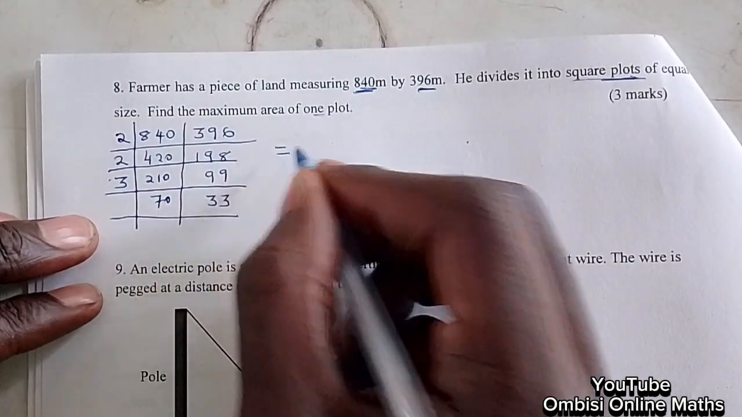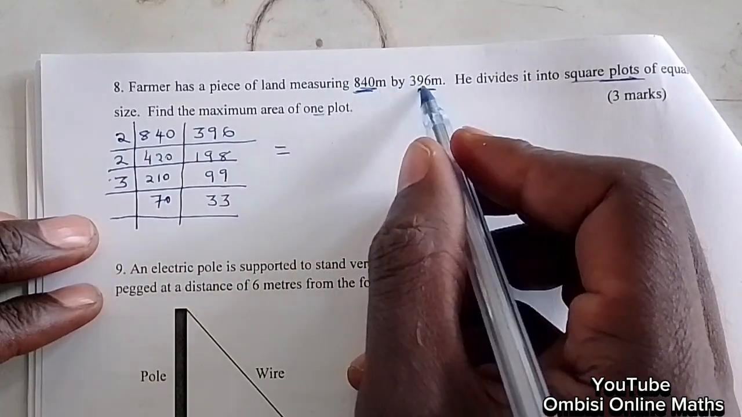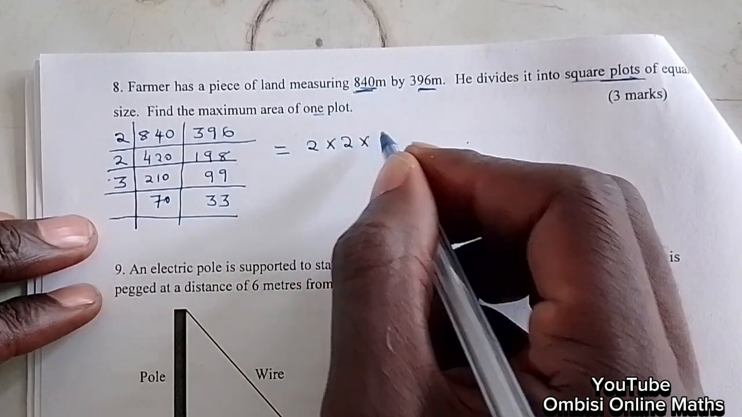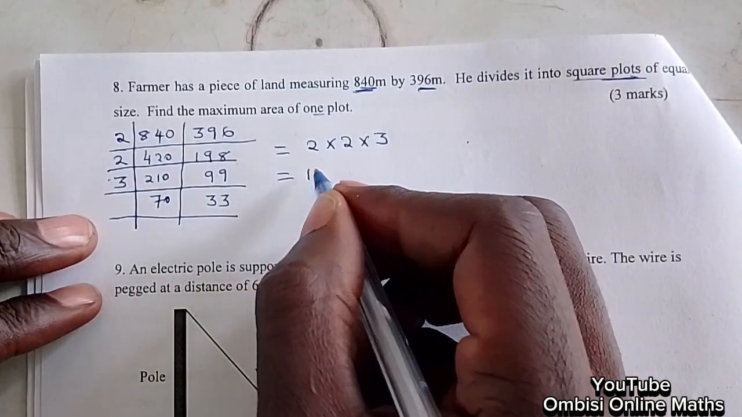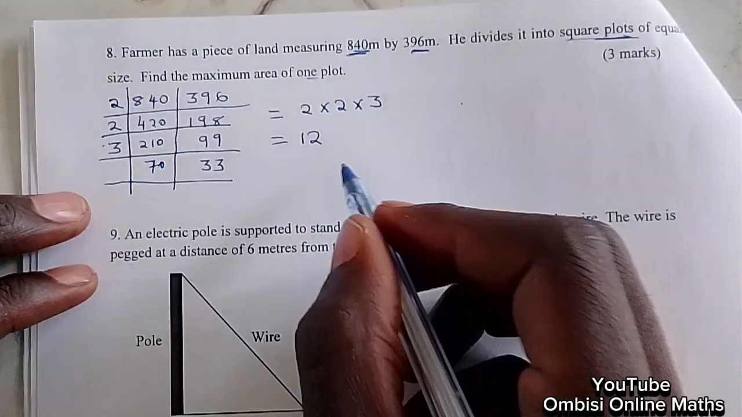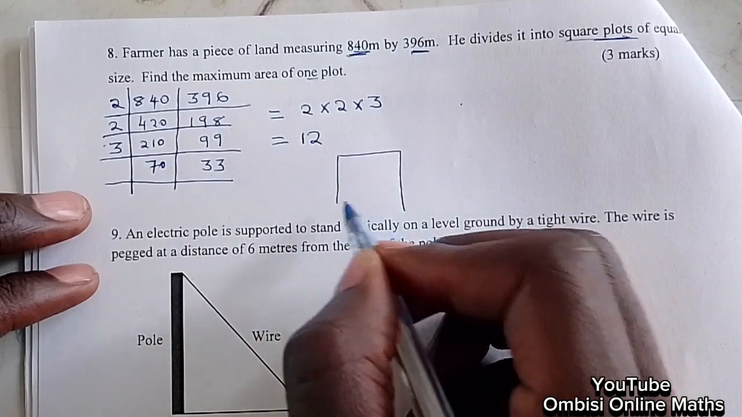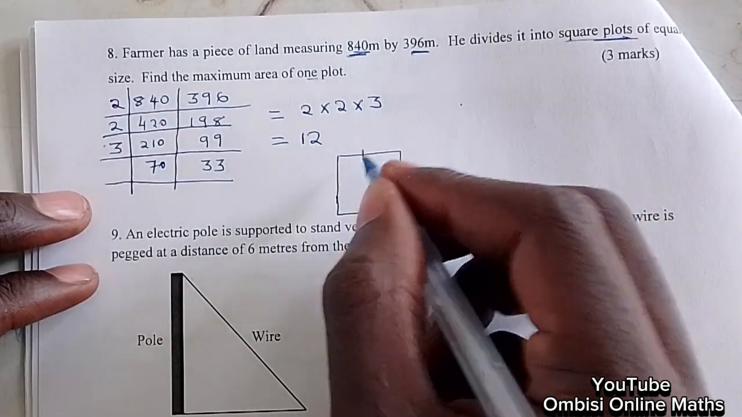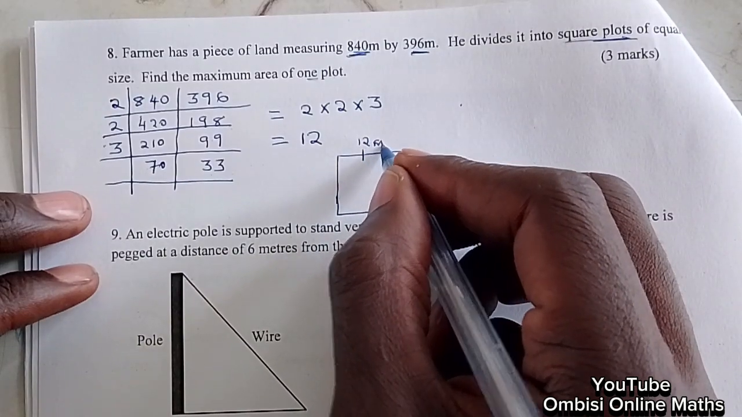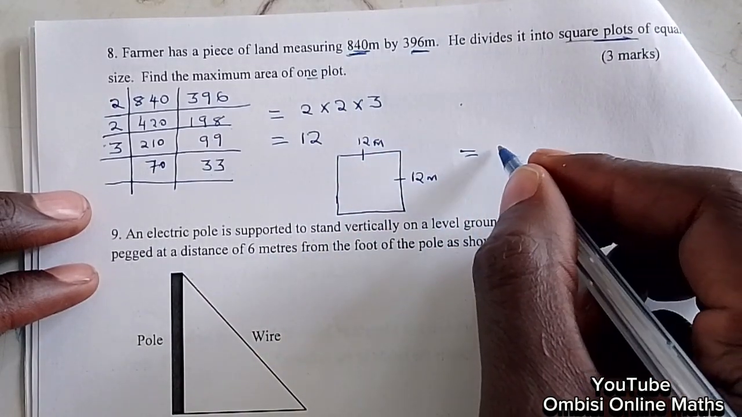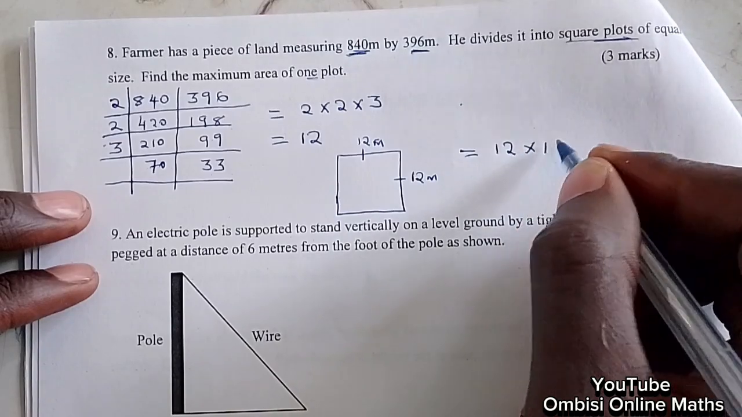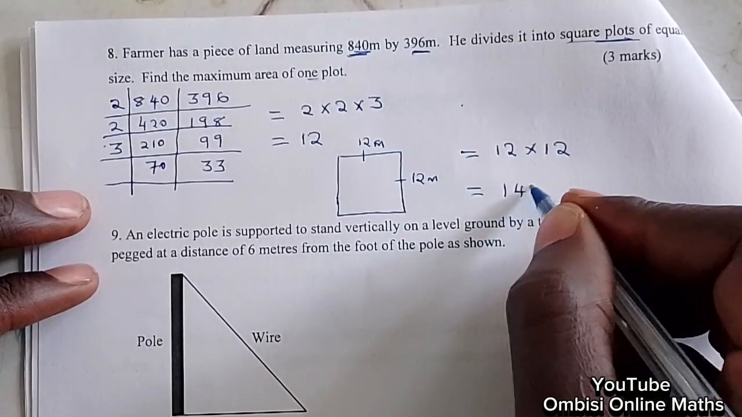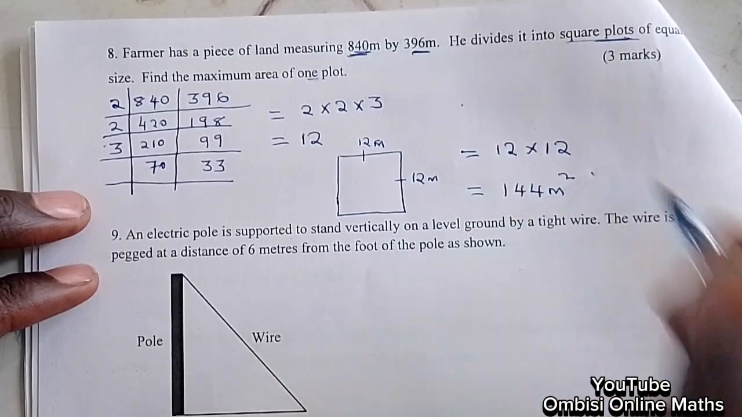So we established that the GCD of 840 and 396 is 2 multiplied by 2 multiplied by 3, which gives us 12. So this square plot has measurements of 12 meters by 12 meters. So the area is going to be length times width, which is 12 multiplied by 12, or length squared, and this gives us 144 square meters.